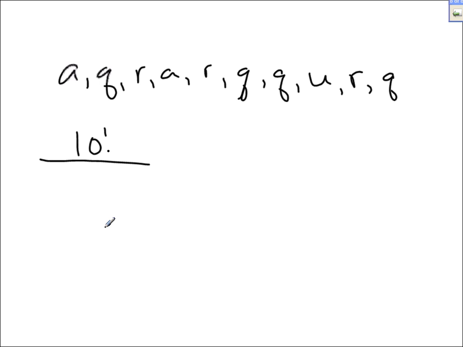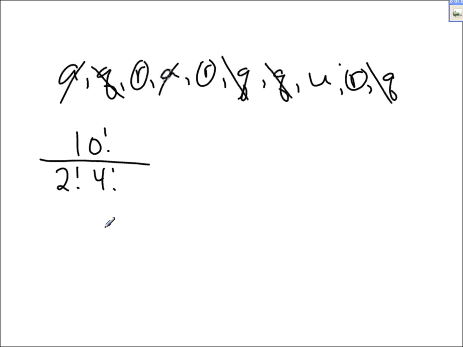Well, if they were all different, it would be 10 factorial. But there are 2 A's. So you divide by 2 factorial. There are 1, 2, 3, 4 Q's. So you divide by 4 factorial. And there are 1, 2, 3 R's. So you divide by 3 factorial, and there is just 1 letter U. This is how many there are.